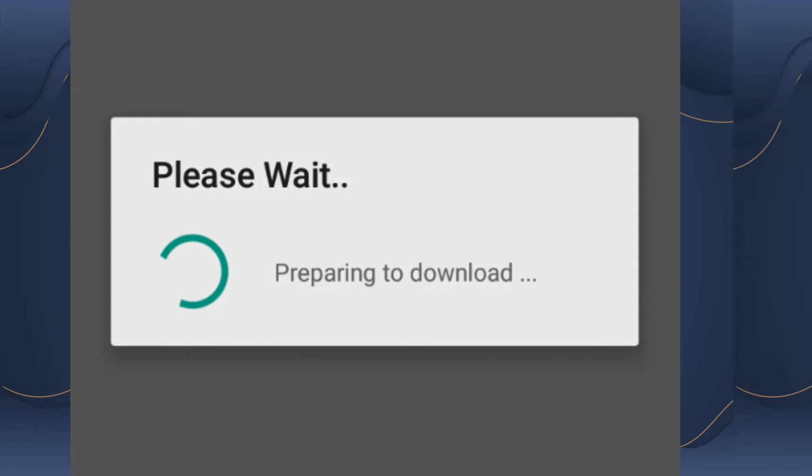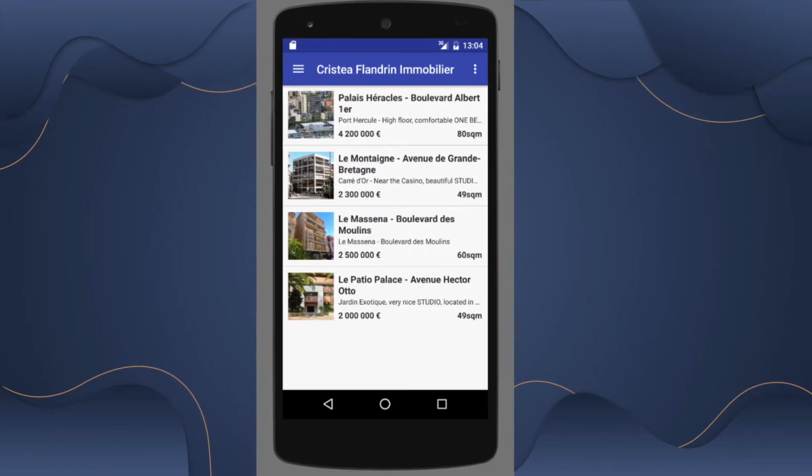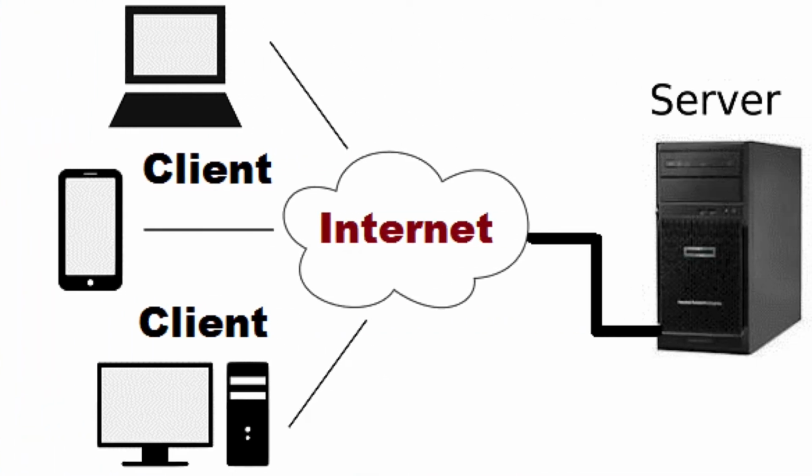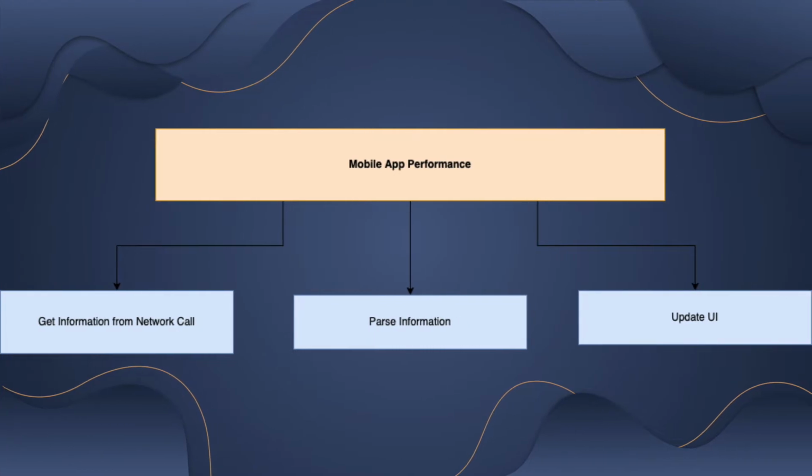So, the loading screen tells that there is some operation going on in the background and you need to wait till that time, and meanwhile the application makes a network call via the internet to the server and gets the response from the server, parses it and displays it to the UI. So here we can say the mobile app performance is categorized into three different sections.